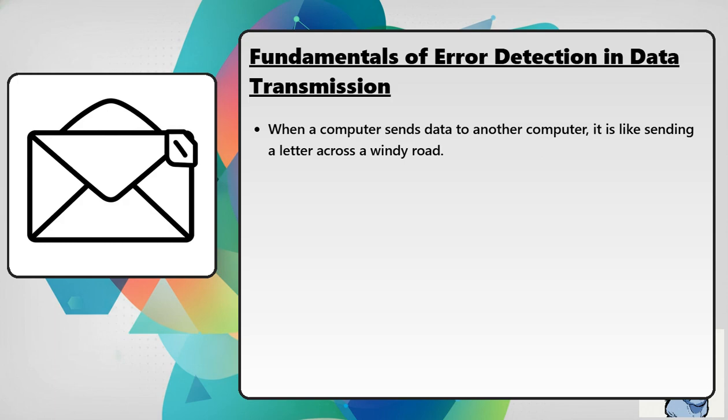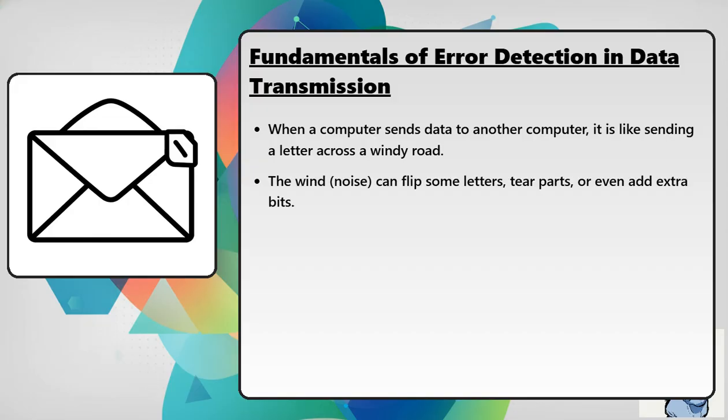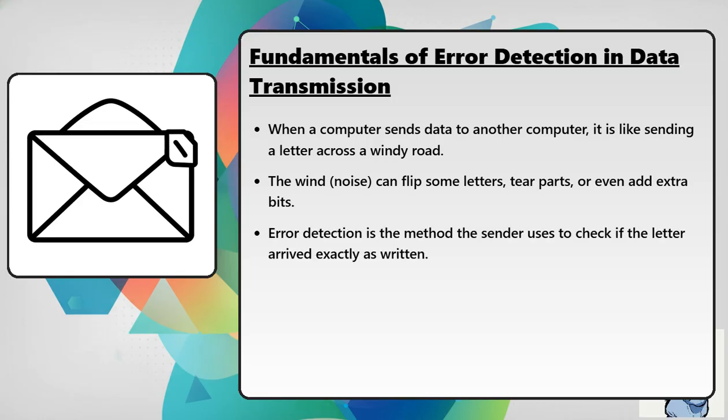When a computer sends data to another computer, it is like sending a letter across a windy road. The wind noise can flip some of the letters' bits or even add extra bits. Error detection is the method the sender uses to check if the letter arrived exactly as written.